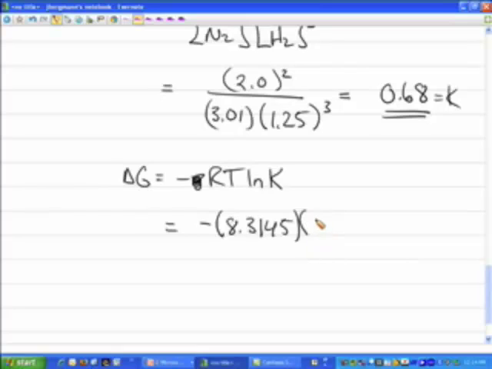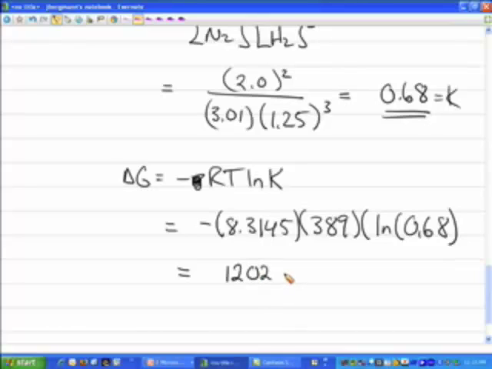389 times the natural log of 0.68. When you get your calculator out, you get 1202, and it does have units. That'll be kilojoules per mole. Now, it's positive, even with the negative sign here. So that means that this one would not be spontaneous. And that makes sense because it's a small K. K is less than 1, so it's going to favor the reactant side.